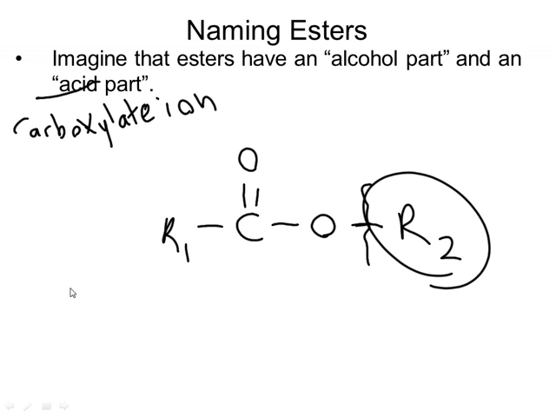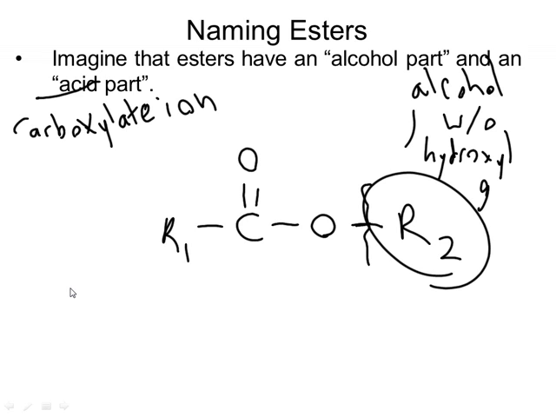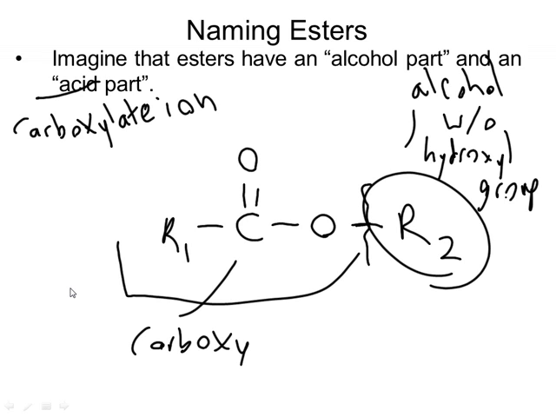If you're forming this ester through an esterification reaction, this R2 is the part that is the alcohol without the hydroxyl group. And this part is the carboxylic ion, or carboxylate ion. If I break it here and put my charge here, this is my carboxylate ion. So when you're naming it, the oxygen goes with the carbonyl part, and that's the ion part.